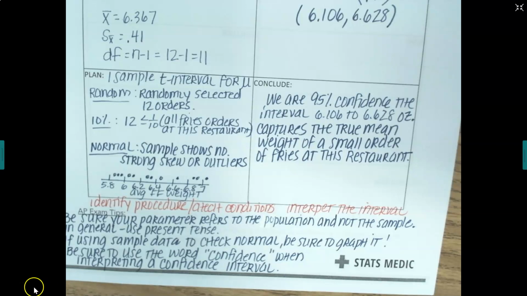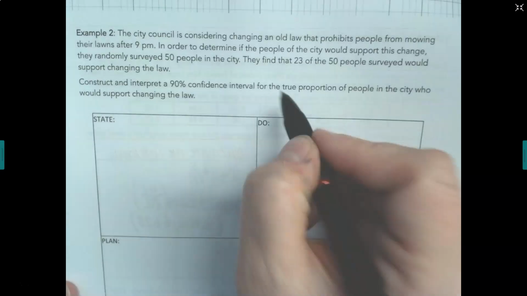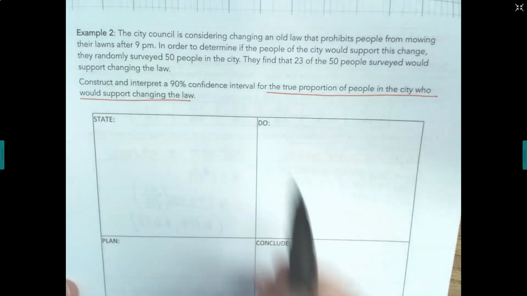All right, let's take a look at the back of this. All right, so in our second example, our scenario is the city council has considered changing an old law that prohibits people from mowing their lawns after 9 p.m. In order to determine if people of the city would support this change, they randomly surveyed 50 people in the survey. They find that 23 of the 50 people surveyed would support changing the law. They want us to construct and interpret a confidence interval for the true proportion of people in the city who would support changing the law.